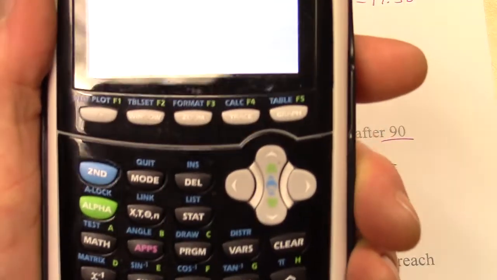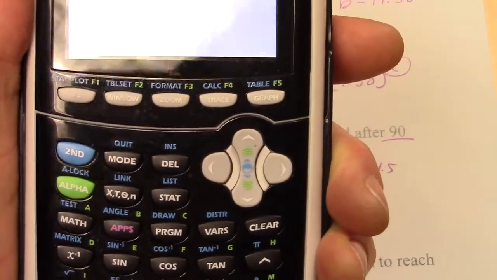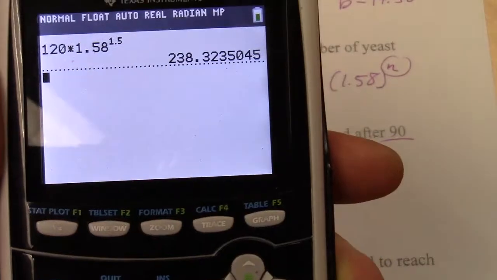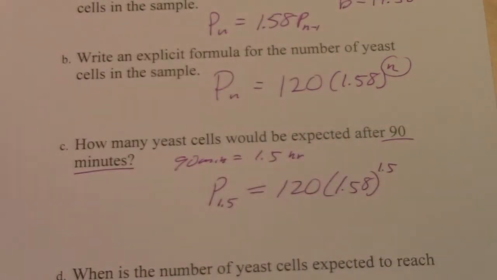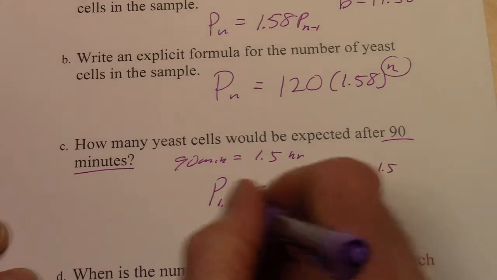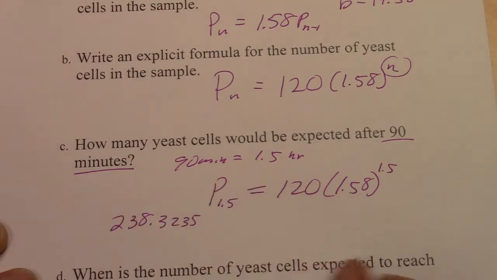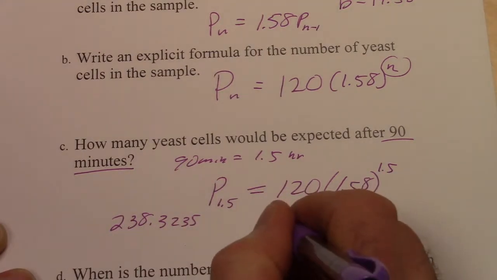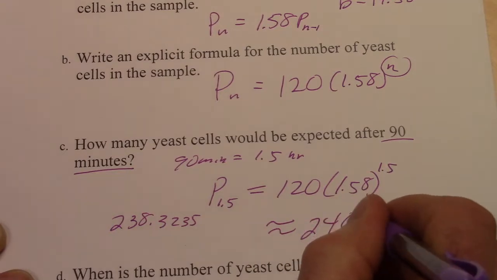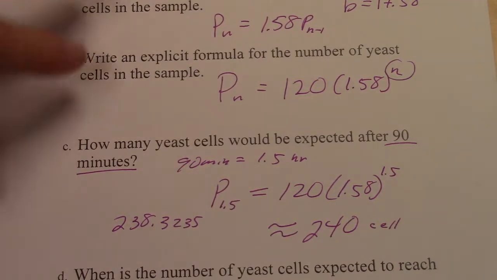120 times 1.58 to the power of 1.5. And that is equal to 238.32. Well, since they only gave us a couple significant figures, if you write 238.3235, whatever, you're not really going to have fractions of a bacteria. Let's just give an approximation of, let's say, 240 cells, right? Yeast cells. I think I said bacteria, I meant yeast.